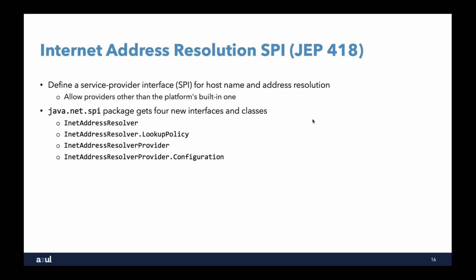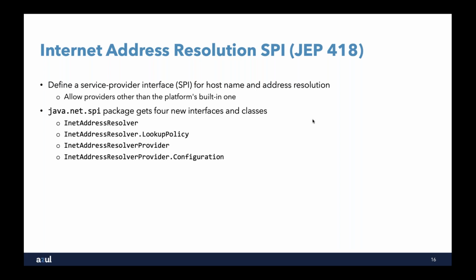The Internet Address Resolution Service Provider Interface. What this effectively is doing, this is another JEP, is saying that at the moment, if you want to resolve an internet address or a host name, you use whatever the platform's built-in way of doing that is. Now what we're doing is allowing people to say, okay, I don't want to use whichever way the platform does it. I want to provide a different implementation that I can plug in to the JVM to handle this.